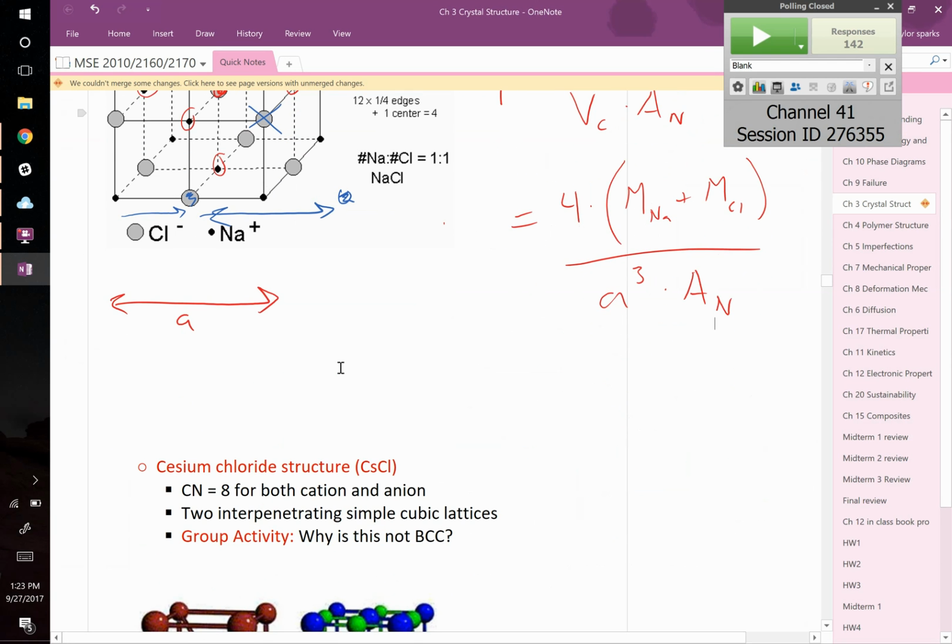Any questions on rock salt? Can we move on? So rock salt's the simplest ceramic structure. Brad? How would you solve for a?